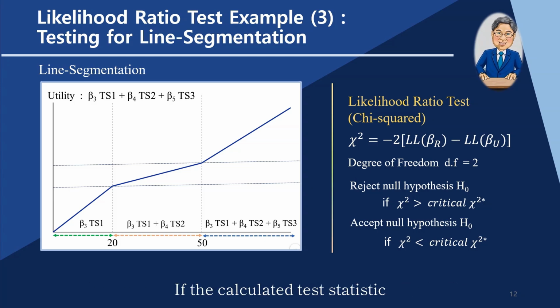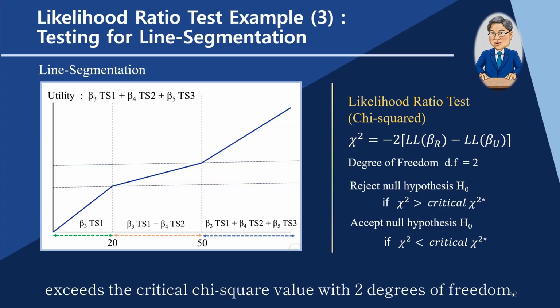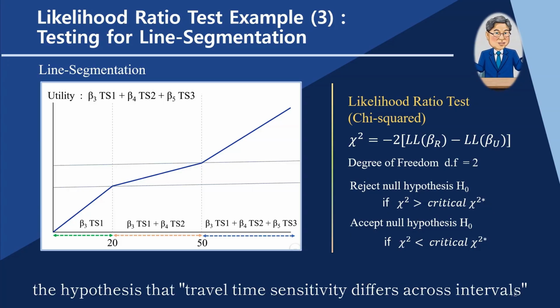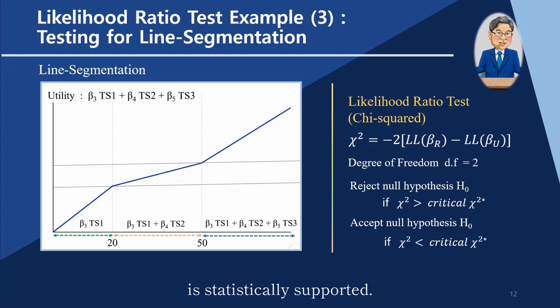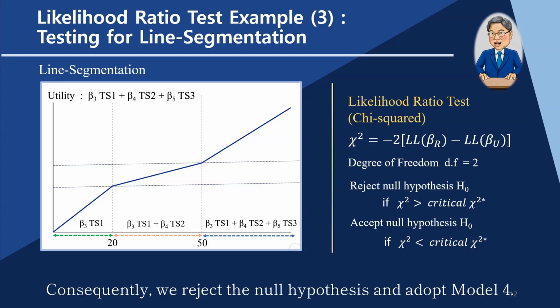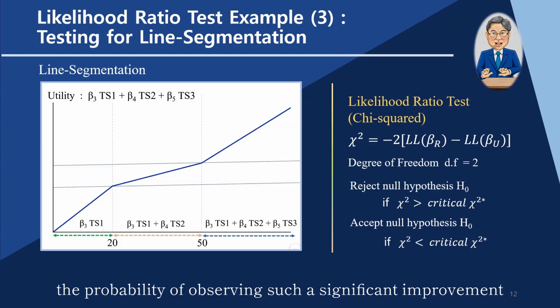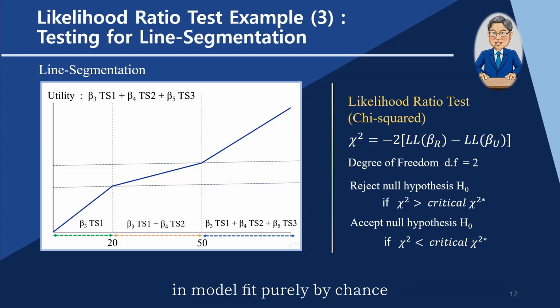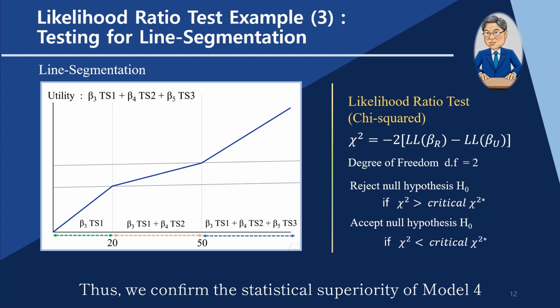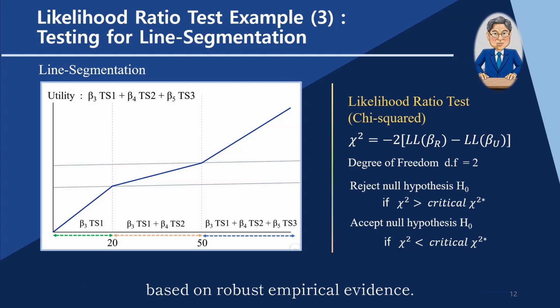If the calculated statistic exceeds the critical chi-square value with 2 degrees of freedom, the hypothesis that travel time sensitivity differs across intervals is statistically supported. Consequently, we reject the null hypothesis and adopt Model 4. This implies that if the restricted Model 1 were the true model, the probability of observing such a significant improvement in model fit purely by chance is extremely low. Thus, we confirm the statistical superiority of Model 4 based on robust empirical evidence.